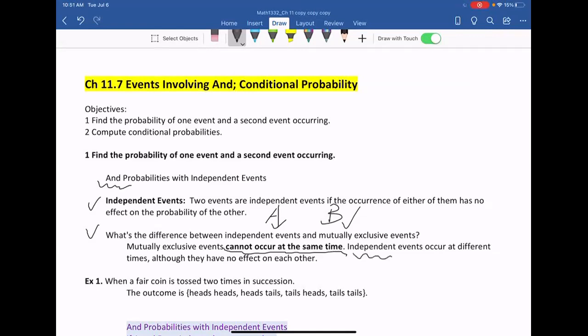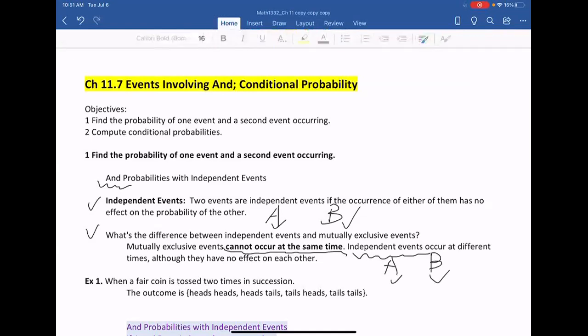And independent events occur at different times, although they have no effect on each other. So these two events do not happen at the same time. It means twice: the event A happens once, and then I do the event B. The event A will not affect event B's result.